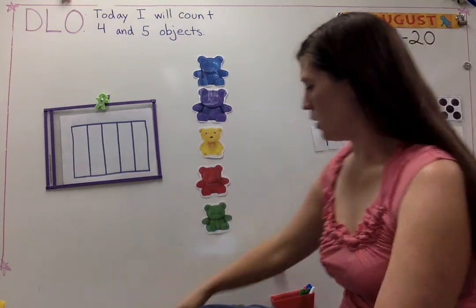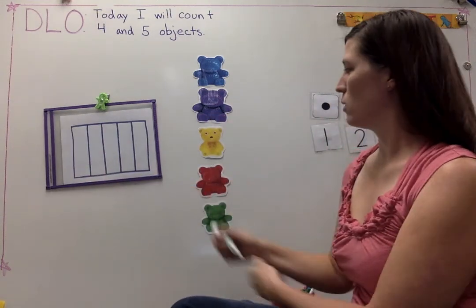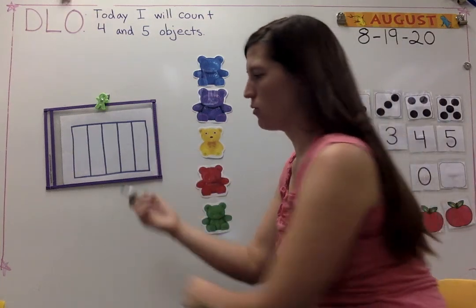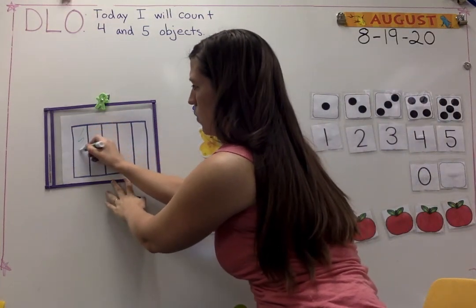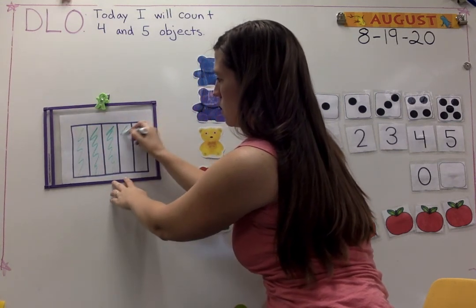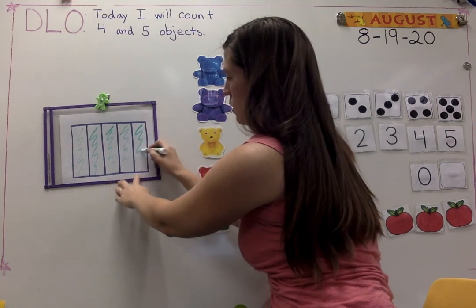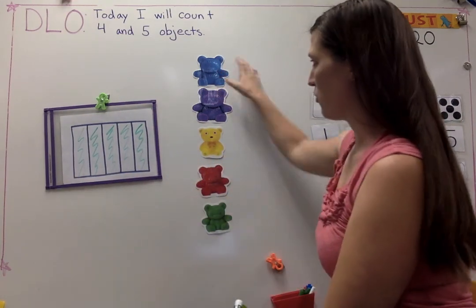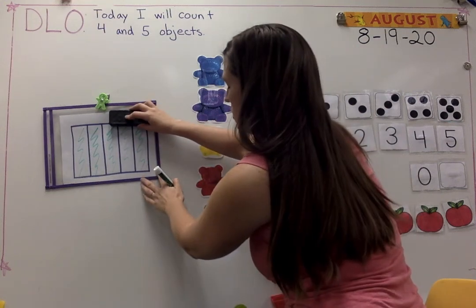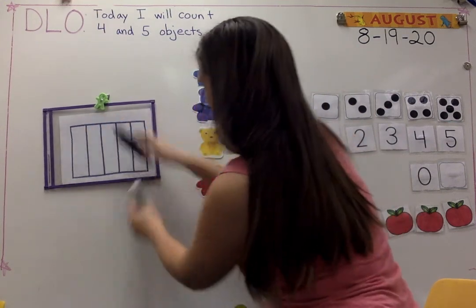So I have 5 here. Let's mark it in the graph. I have 5 bears. How many bars will I mark? 5. Count with me. 1, 2, 3, 4, 5. I have 5 bears. I marked in 5 bars in the graph.